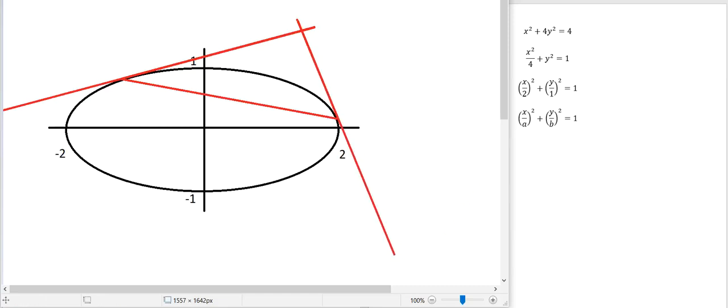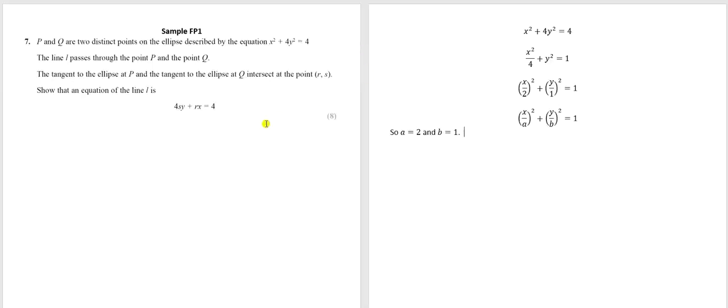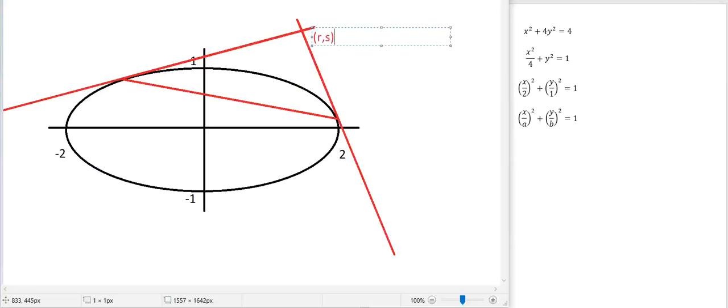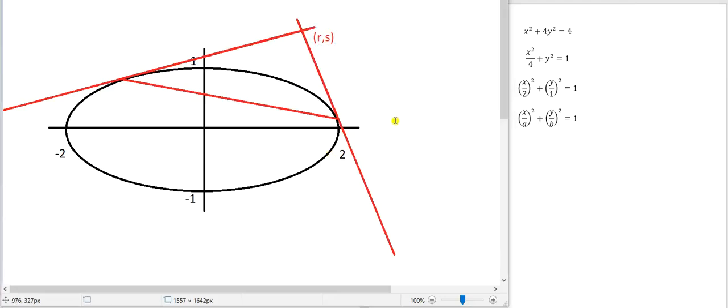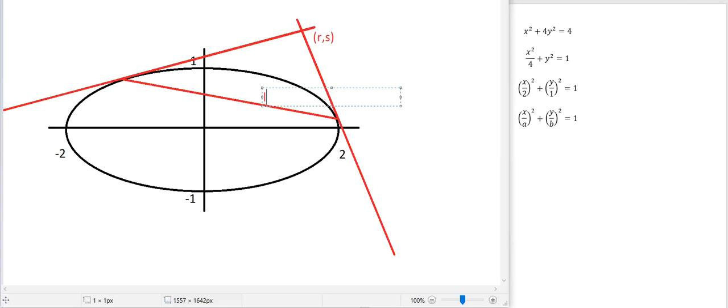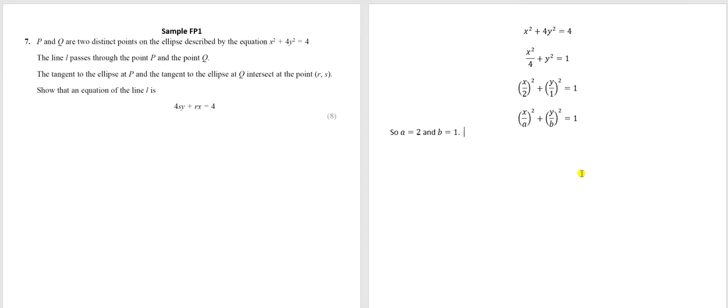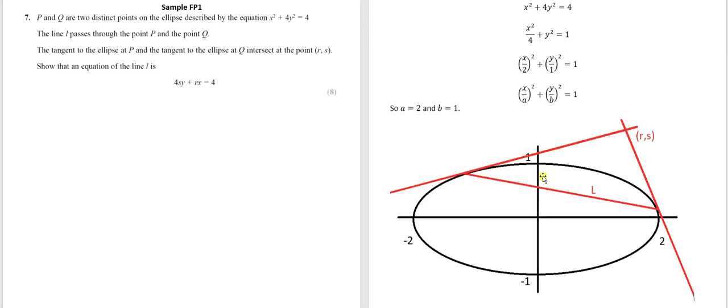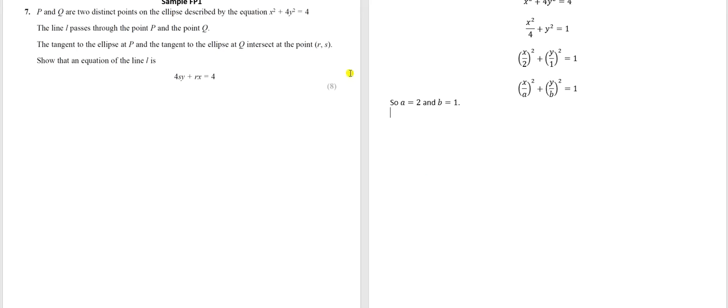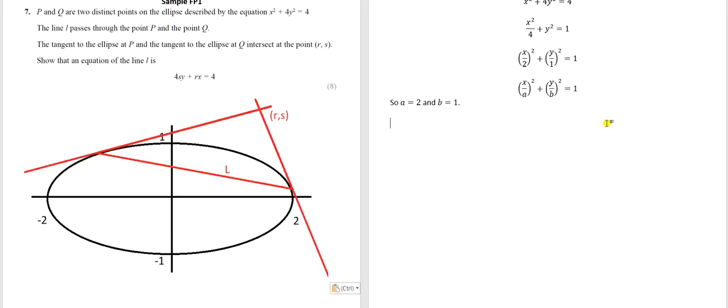So according to the question, the tangents intersect at the point (R, S). The line they're describing is the line L. So we're interested in that. I'm going to put capital L on the diagram so we can actually tell it's a letter rather than a number. This is the situation we're dealing with. So now we have a diagram, we have something we can work with and refer to and think about as we go along.